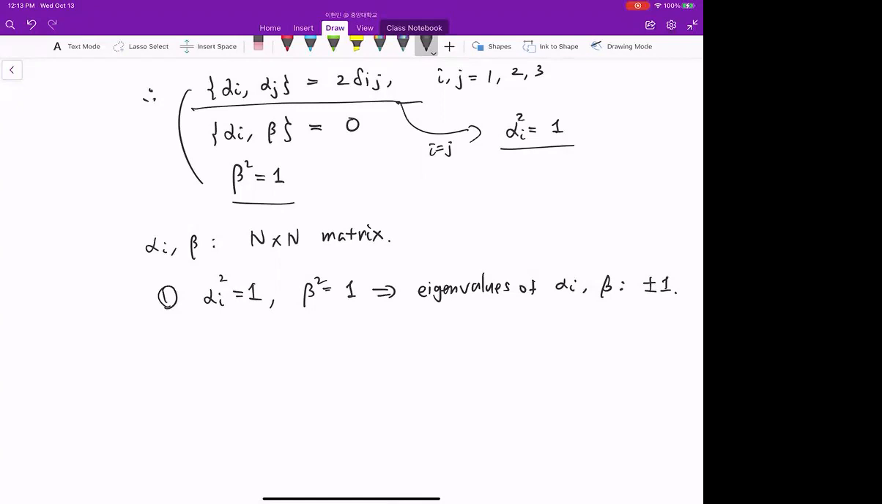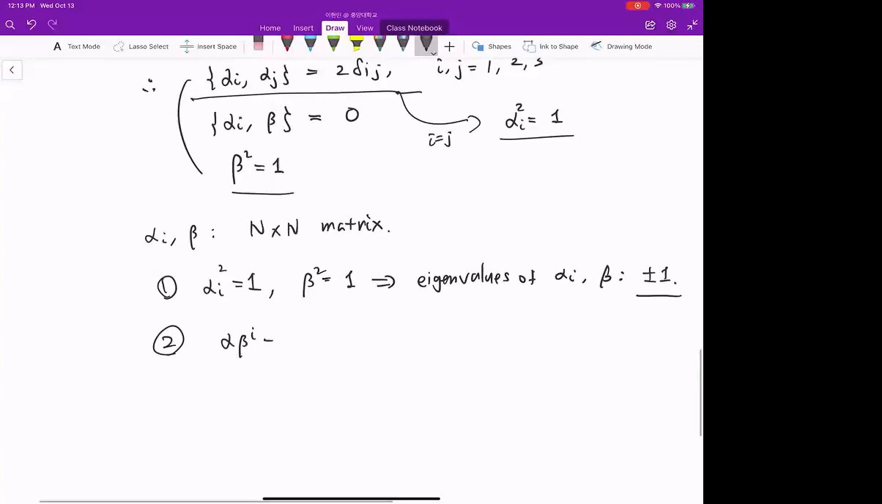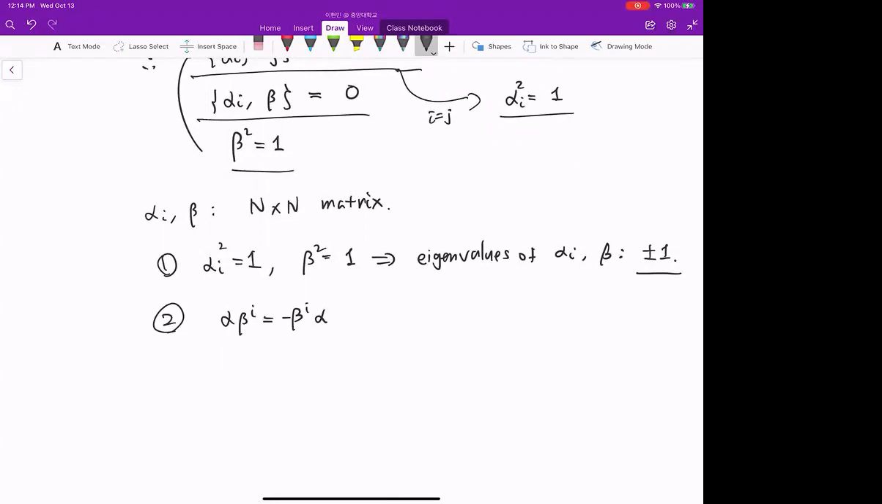And for the second condition, you can take the trace. So alpha i beta equals minus beta alpha i. These are from the second condition. And from there, let's say you multiply by alpha on the right-hand side, you have alpha squared. So alpha squared, what is this? Sorry, indices.